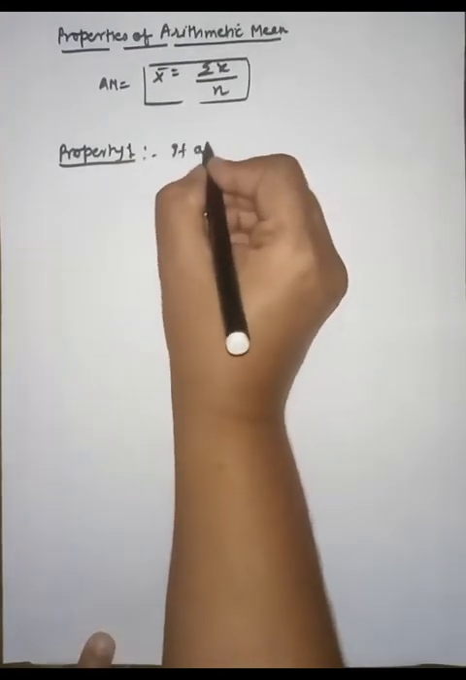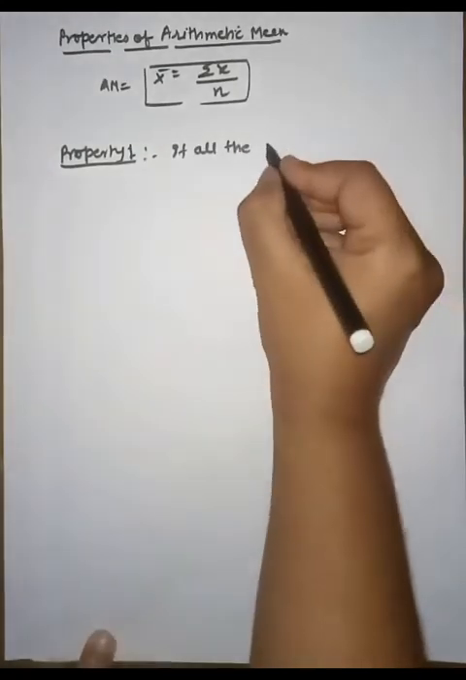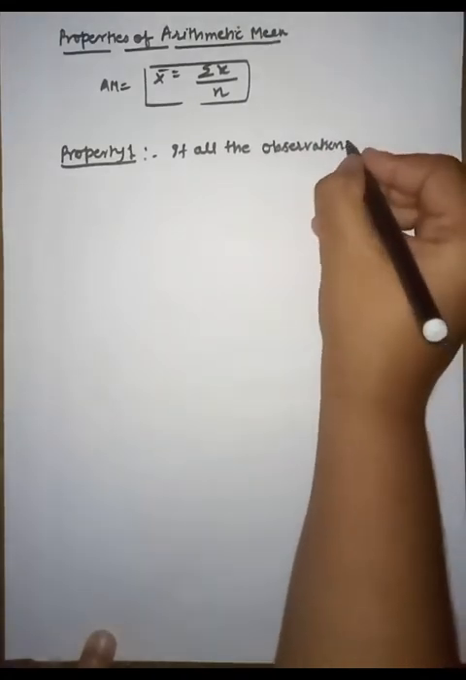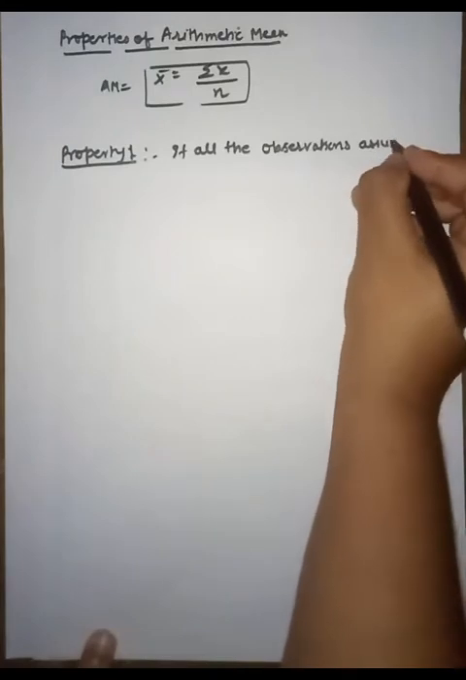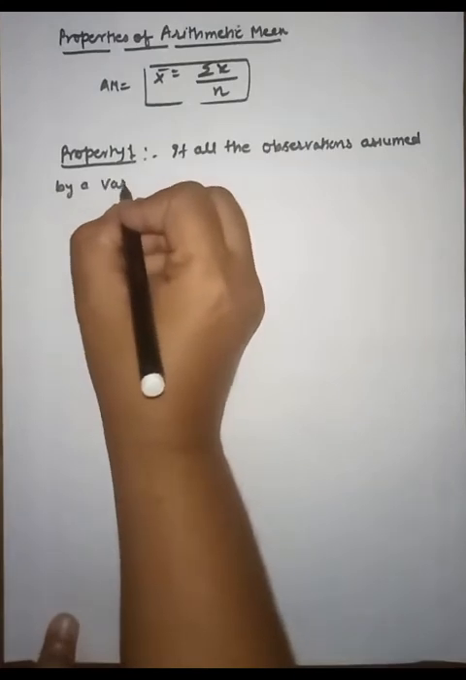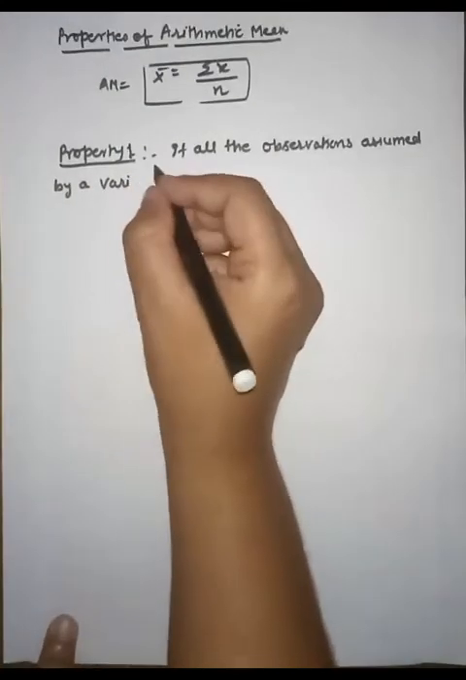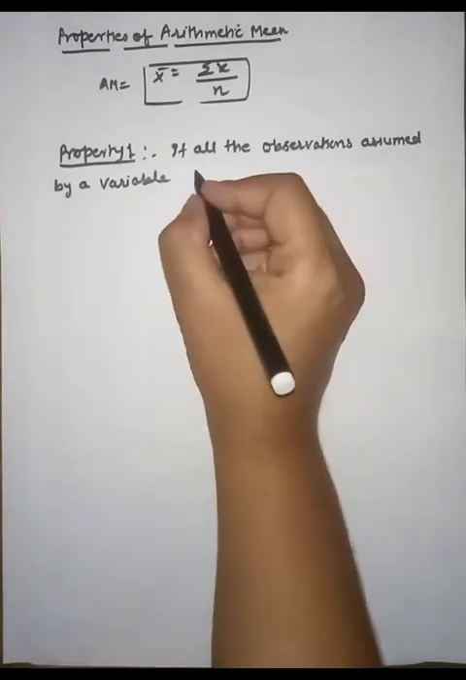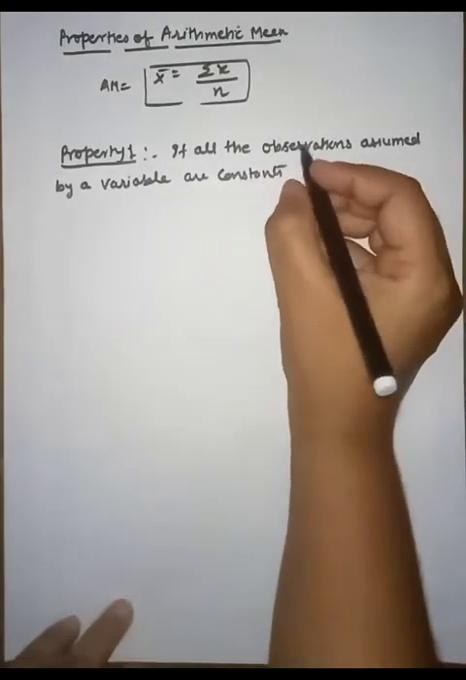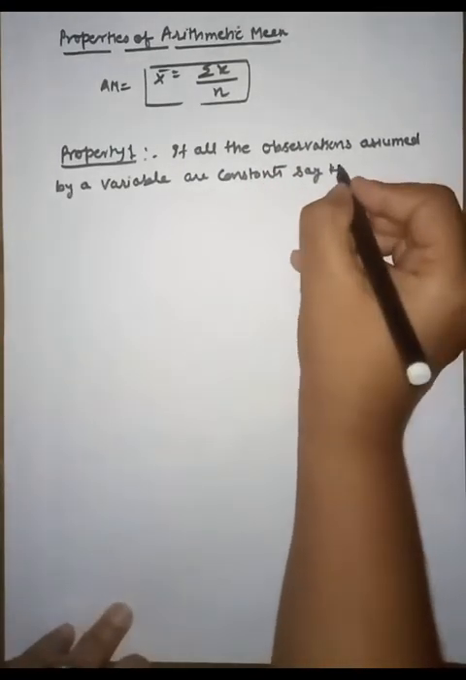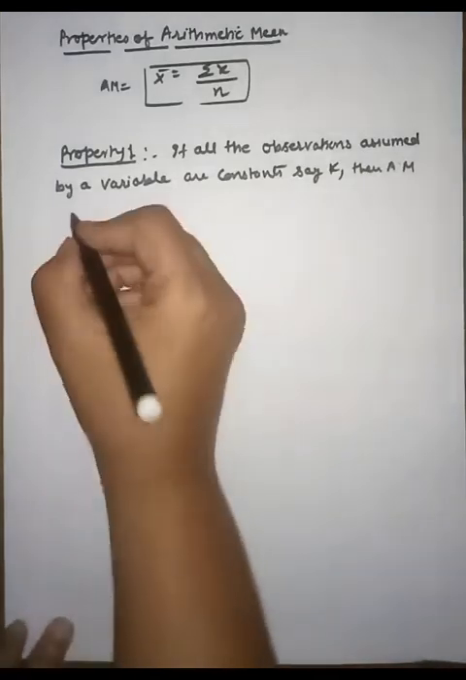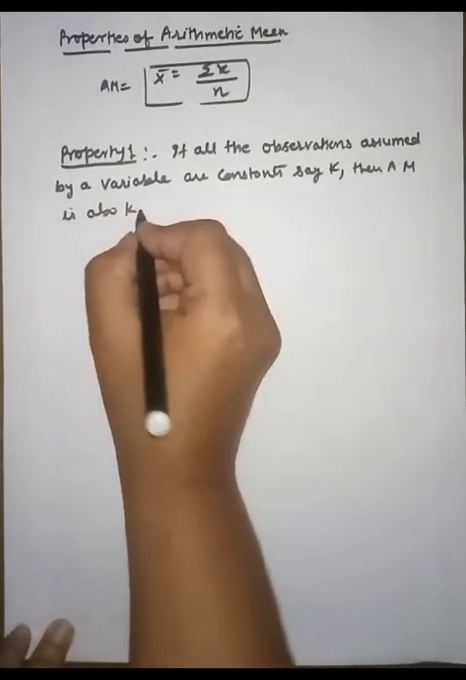If all the observations assumed by a variable are constants, say k, then the arithmetic mean is also k.